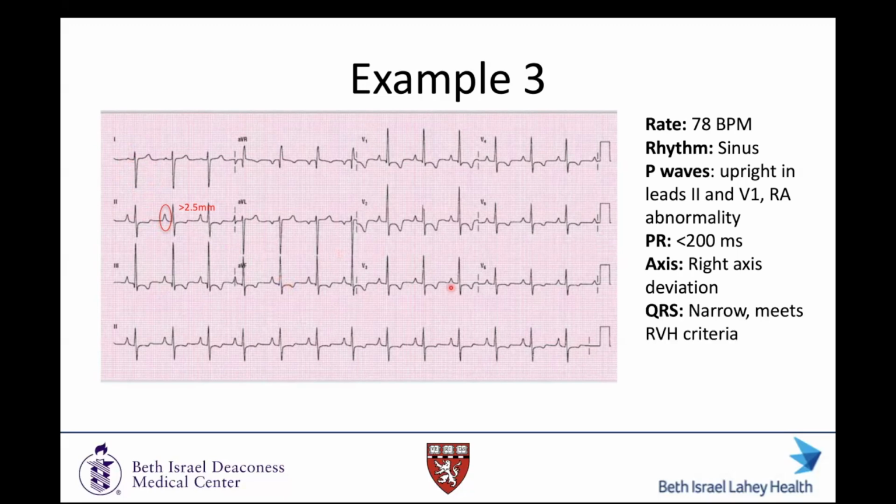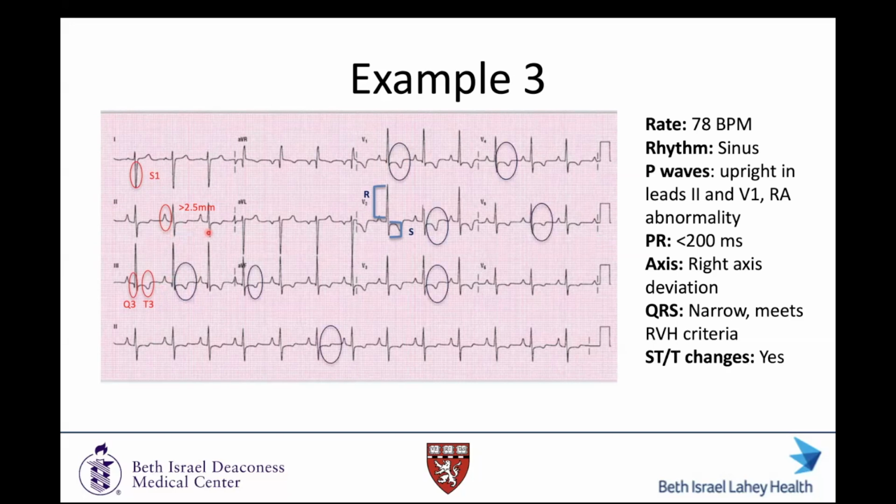Your QRS is narrow and it also meets RVH criteria, and I'll go through why. So first we have our R to S ratio that's greater than 1 in lead V2. So now you're thinking about your differential for the R to S ratio. You also see this S1, Q3, T3 finding. So this, in conjunction with the right atrial conduction delay, right axis deviation, all of that is pointing you towards RVH.